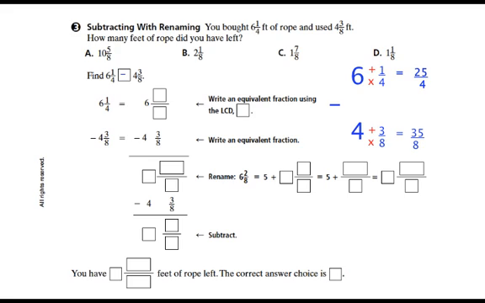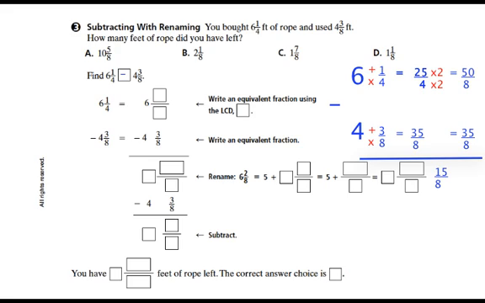Now we have to find a common denominator of 4 and 8. Remember, start with the larger denominator, 8. Does 4 go into 8? Yes, it does. So that's our common denominator. So we're going to write an equivalent fraction of 25/4 so that it has a denominator of 8. We take 4 times 2 to get 8, so we're going to take 25 times 2, which gives us 50. We now have 50/8 minus 35/8, which is 15/8.